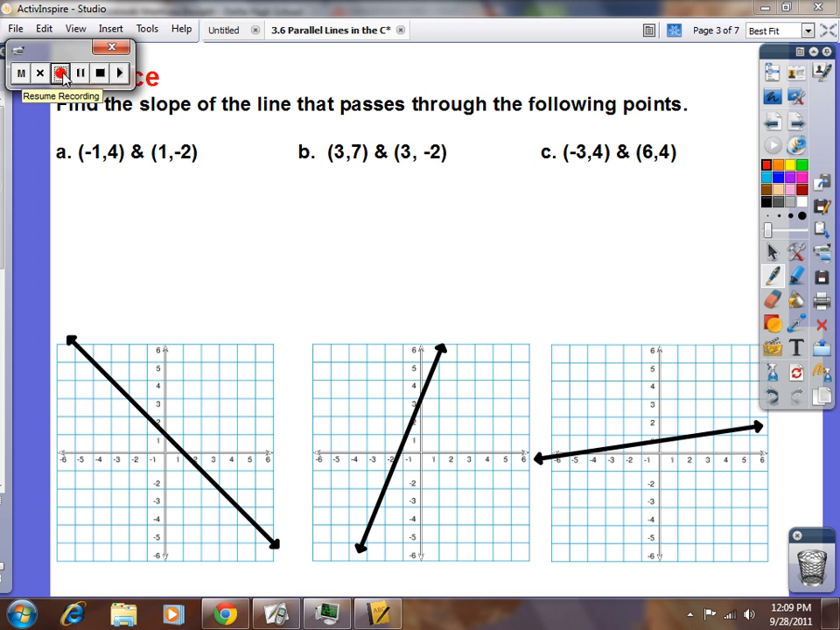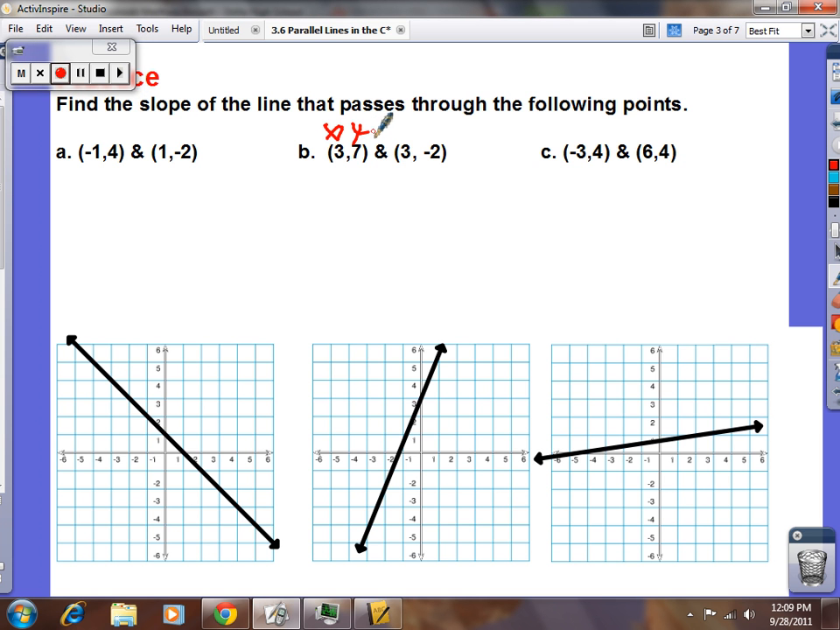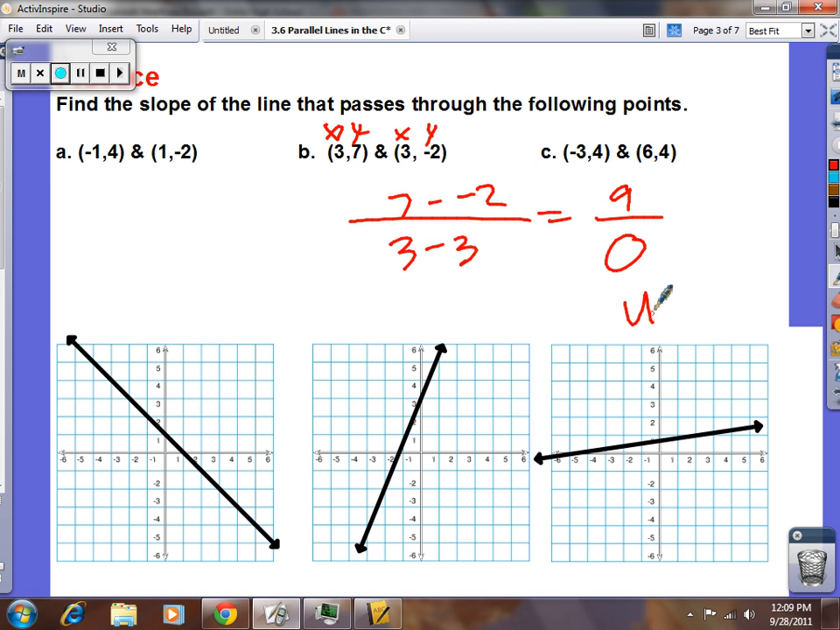B. Eddie? Put an X, Y, X, Y. On top, subtract your Y's. So I'm going to do 7 minus my other Y, negative 2. On bottom, 3 minus 3. So on top you got 9. On bottom you got 0. You cannot divide by 0. This one's the vertical line. So this one is undefined.